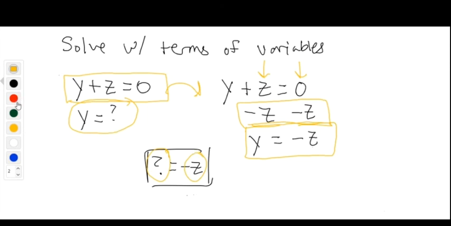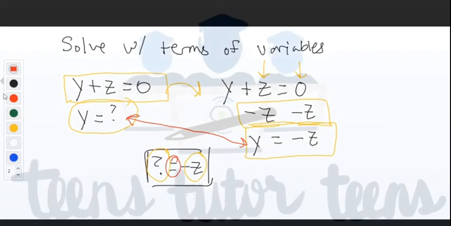Because you see this pairing? If y equals question mark and also y equals negative z, therefore question mark must equal negative z. There's no way around that.